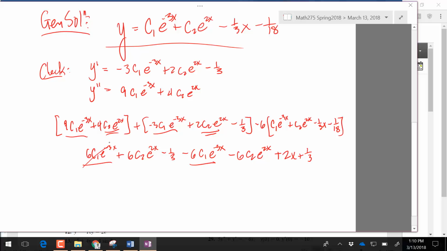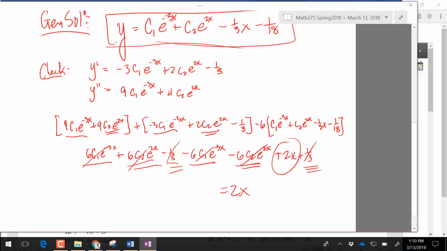So we can see a couple of things canceling out. And then all we have left is a 2x, which is what the right-hand side was. And so now we know that this is correct, and this is in fact our solution.